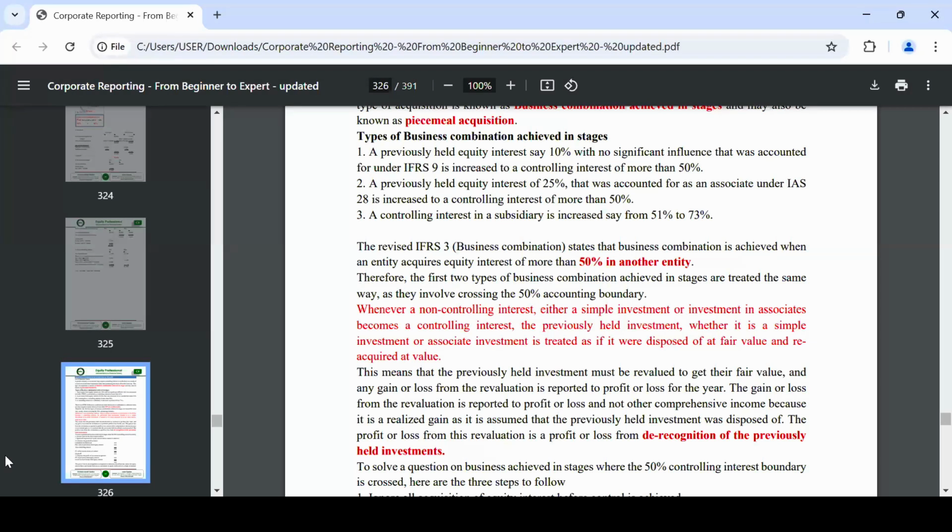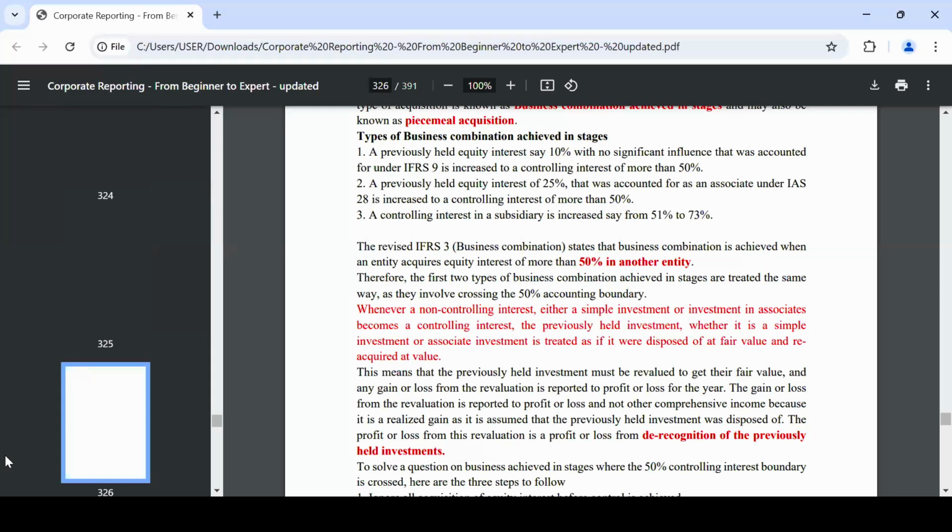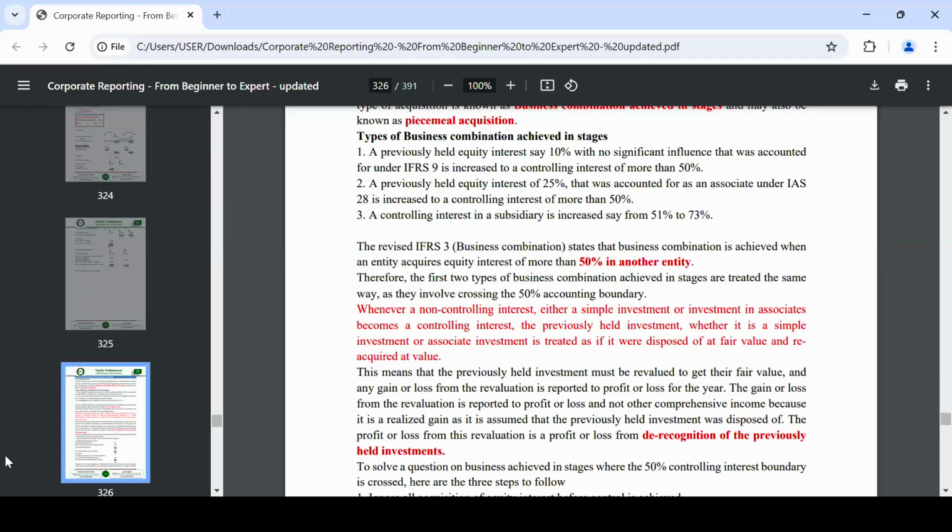So what I was saying is this. You used to have 35%. What we need to do is to calculate the fair value of this 35%, and then we'll compare that with the current carrying amount of this investment that is worth 35%.